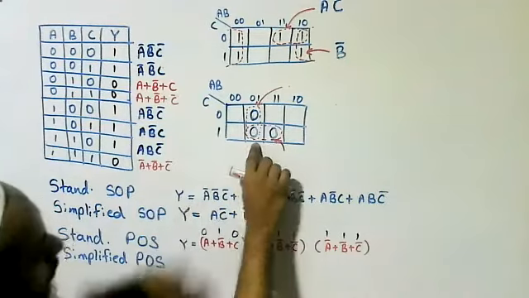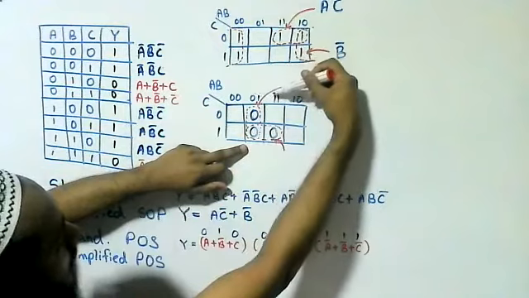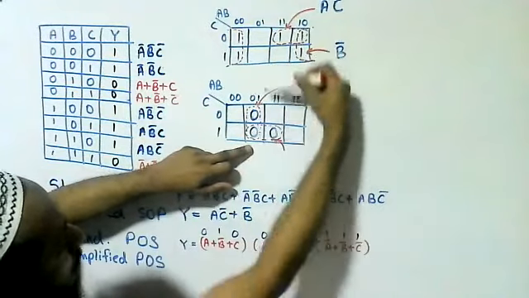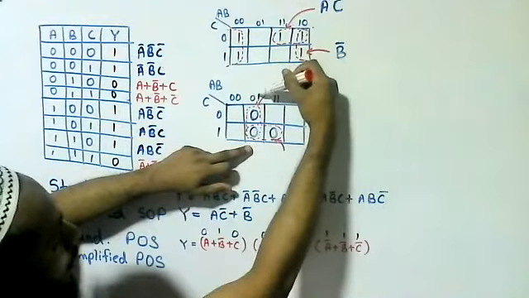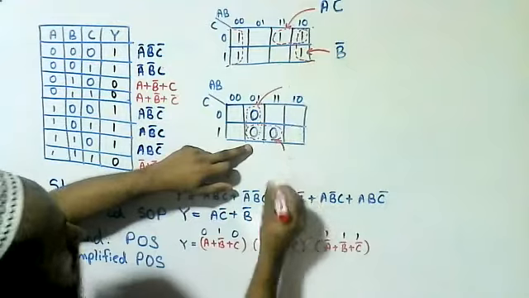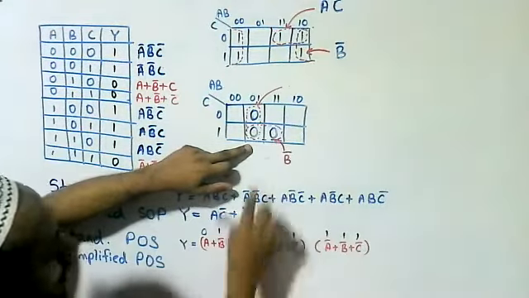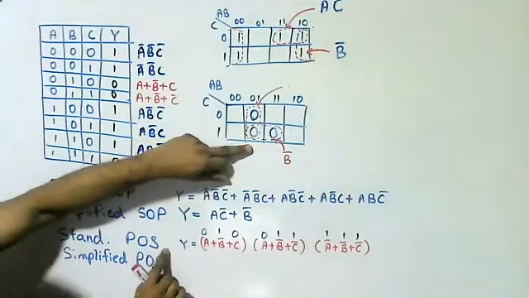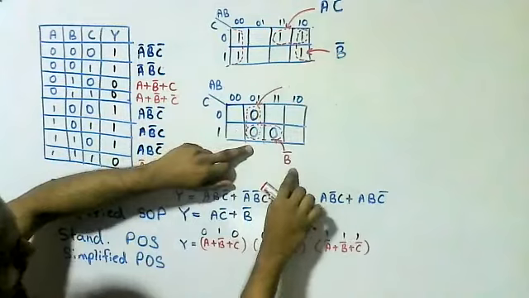Okay. So here, the value of A is 1. Within this group, the value of A is changing, so we can skip it. The value of B here is 1, here also 1. So 1 means B bar, because this is a POS expression. Okay, 1 means B bar.